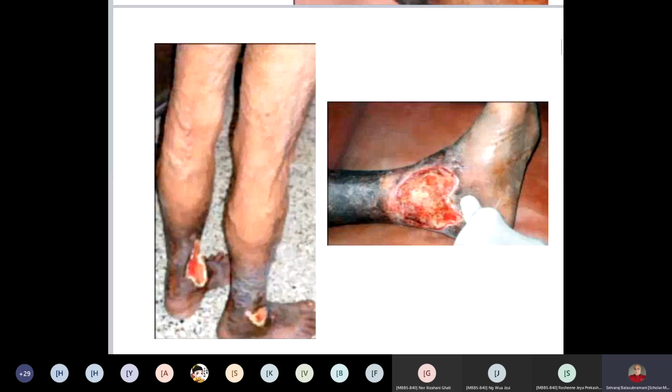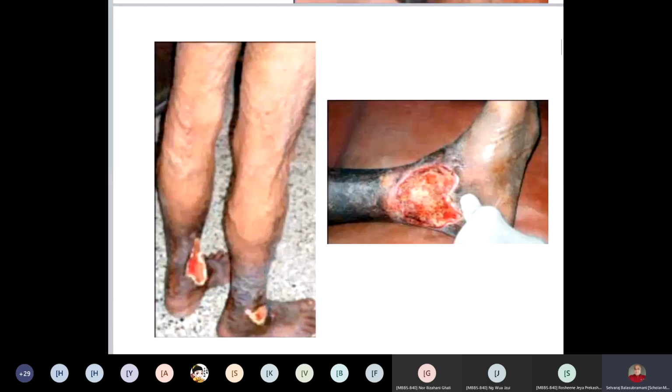Okay, we are going to the next one. This we have discussed recently, last week. You are seeing some ulcer there. In which year?